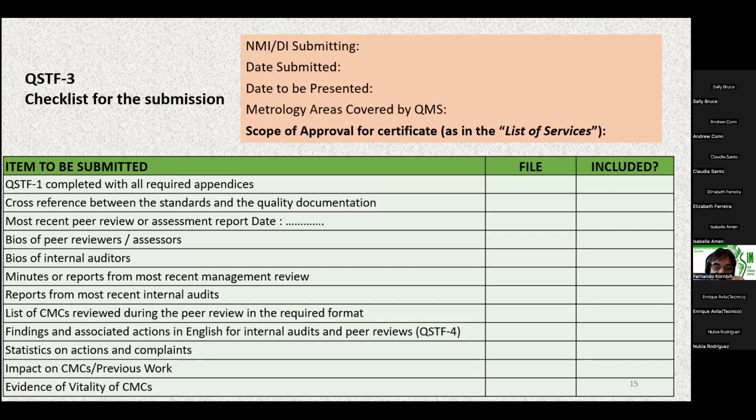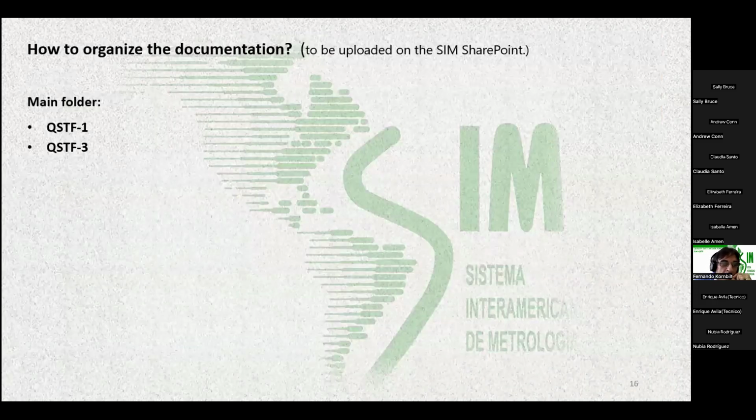And then in this document, the QSTF-3, we need to write down which is the scope. And this scope cannot just be anything, but it needs to be something that is linked to the service list, which is published by each institute and that is included on the web page. And so once we have all of the information, how do we organize this documentation so that it can be uploaded? And this is going to show us how we can work.